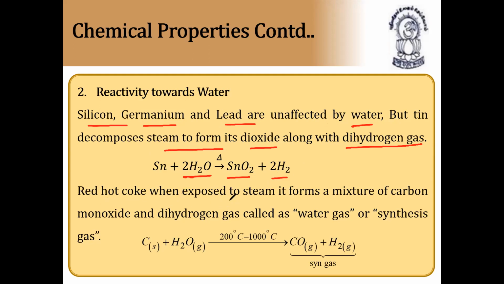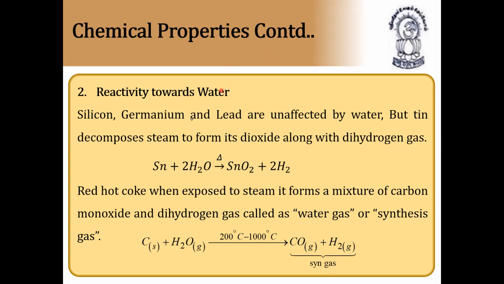Red hot coke, when exposed to steam, forms a mixture of carbon monoxide and dihydrogen gas. So red hot coke, when mixed with steam, forms syngas or water gas. It is a combination of carbon monoxide and hydrogen gas. The combination of carbon monoxide and hydrogen gas together is called water gas or syngas, synthesis gas. Very important, this reaction, at very high temperature.